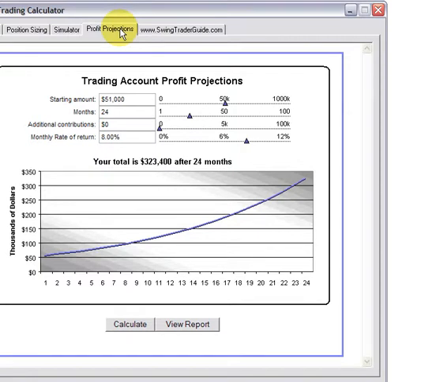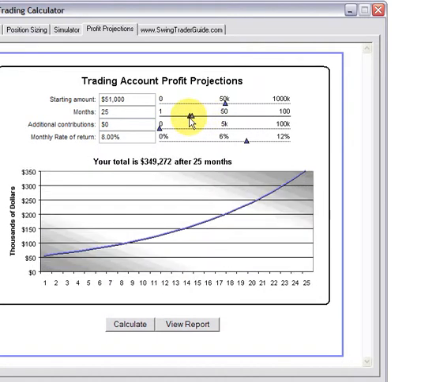Profit projections tab. This is a long-term planning tool. So if you're looking at trading as a business, you can use this to plan your long-term goal, and then work backwards to what you need to achieve on a monthly basis to get to that goal. So in this case, if I wanted to make $300,000 in 24 months, I could play with these sliders, and it would tell me. You can set the months, you can set any additional contributions.